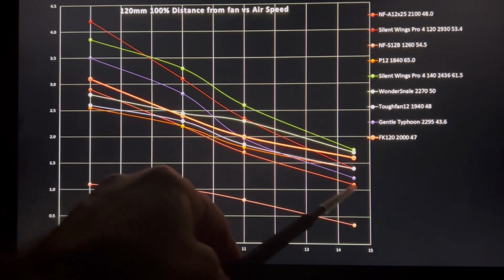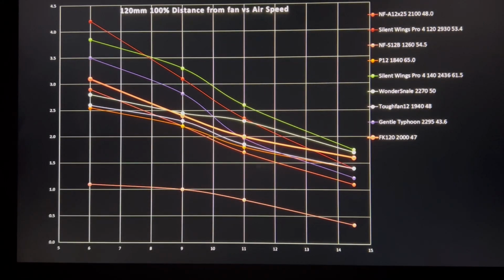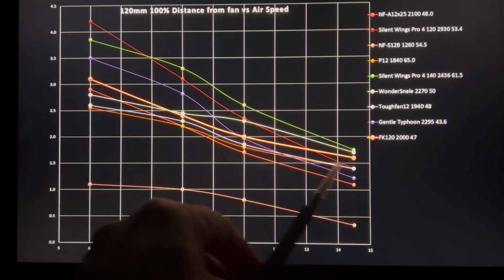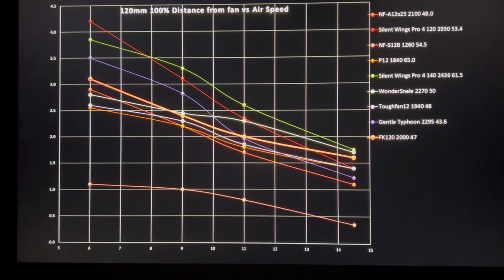And once again, you can see that a lot of them tend to congregate around the same sort of air velocity as you get farther away from the case. But based on the FK's performance compared to the other fans, it is definitely doing a very good job for a 120 millimeter fan at creating a good airflow from front to back of the case, and would definitely be worth pairing 2, 3, if your case can fit it, 4 of them in a row.